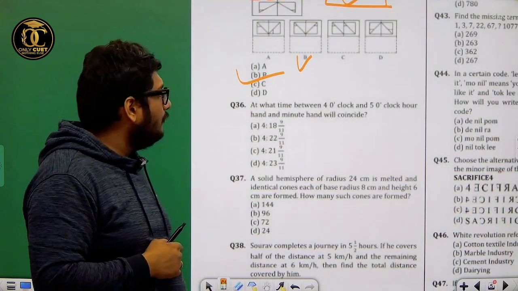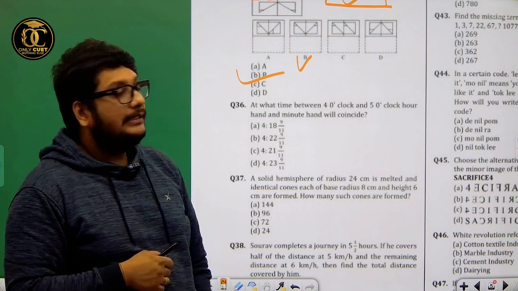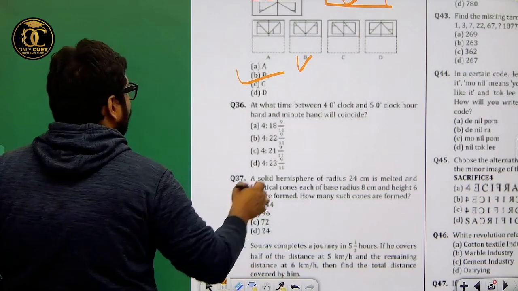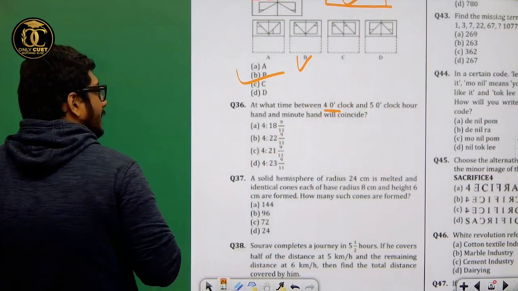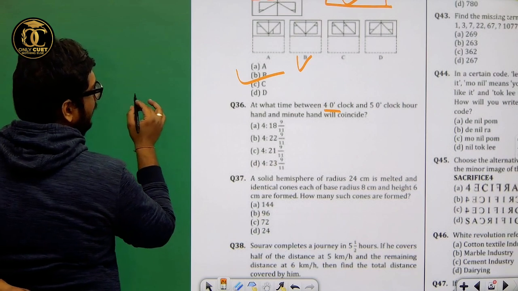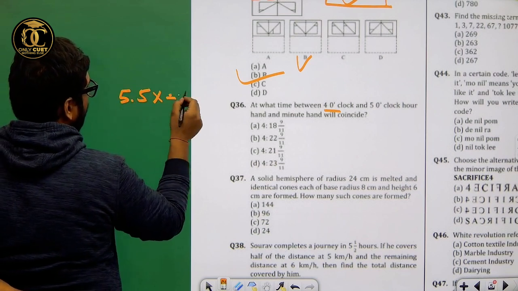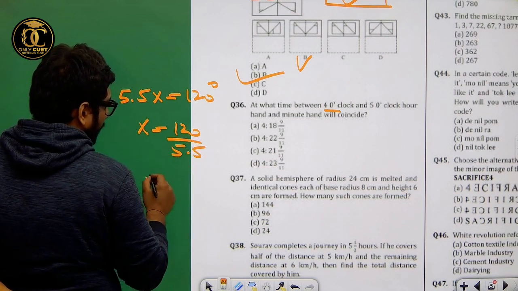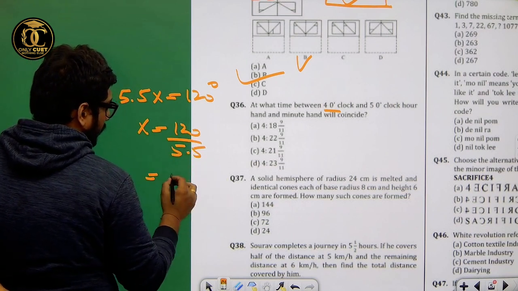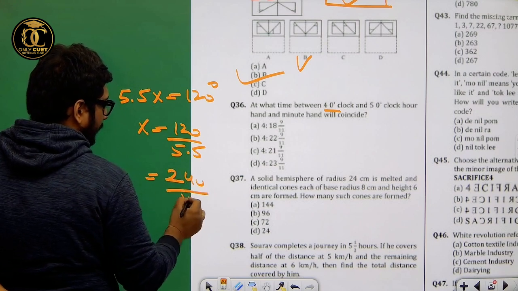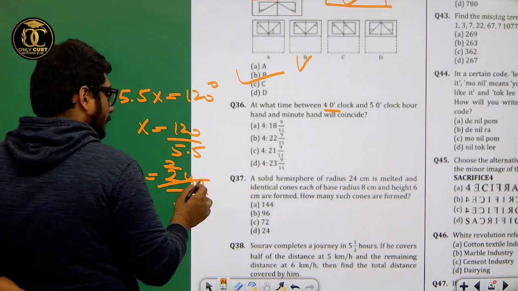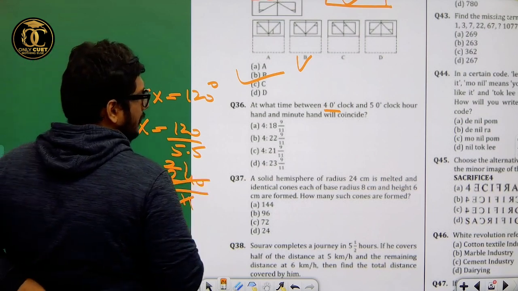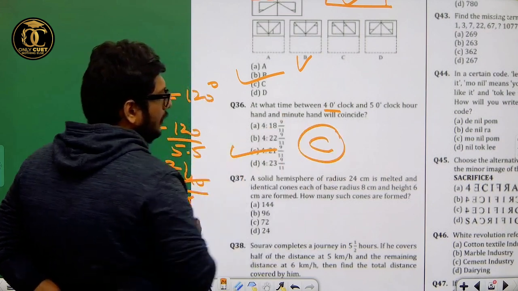At what time between 4 o'clock and 5 o'clock will the hour and minute hand coincide? If they are coinciding, that is, the angle between them is 0 degrees. And at 4 o'clock, the hour hand has already covered 120 degrees. So it would mean 5.5x is equal to 120 degrees. x is equal to 120 upon 5.5, which is 240 upon 11. That is 4 o'clock 21 minutes some seconds. Based upon that, only option C is correct.